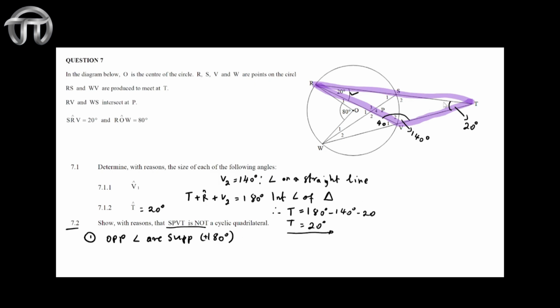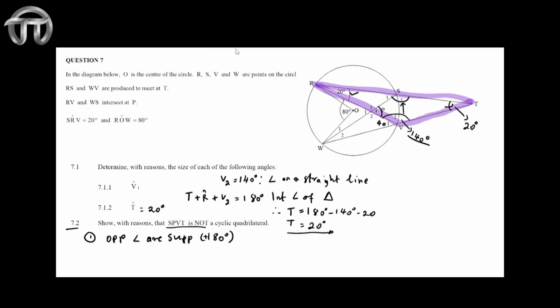So it means that if I add this angle 20 degrees and this angle at P4, when I add them, they must give me 180 degrees. If I add this angle S2 and this 140 degrees, when I add them, they must give me 180 degrees. So since we already have V2 as 140 degrees, can we find an opposite angle, say angle S2 here? Can we find angle S2 and establish the size of that angle, and then we add them? If they do not give us 180 degrees, then we would have proven that SPVT is not a cyclic quad.